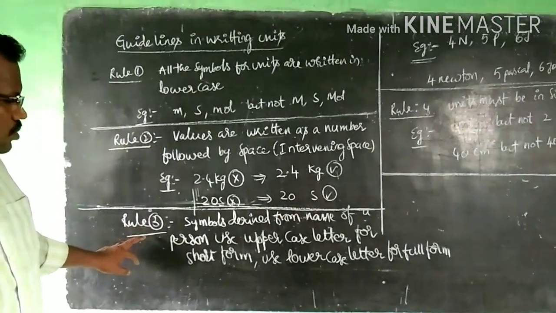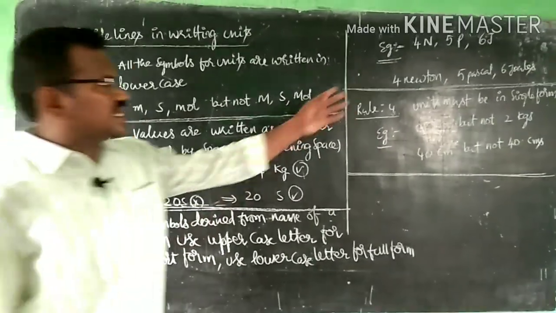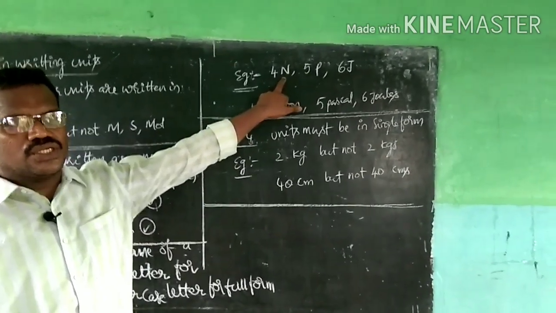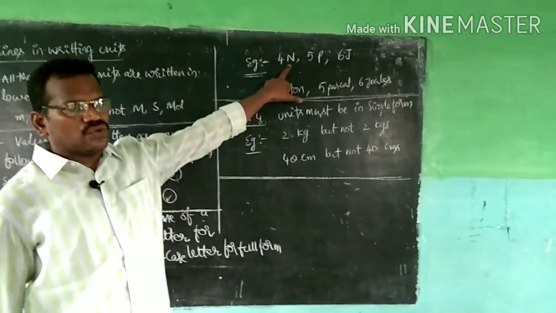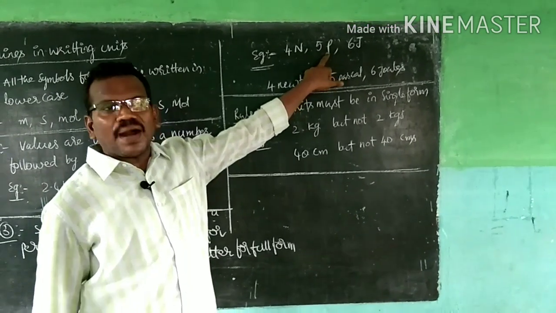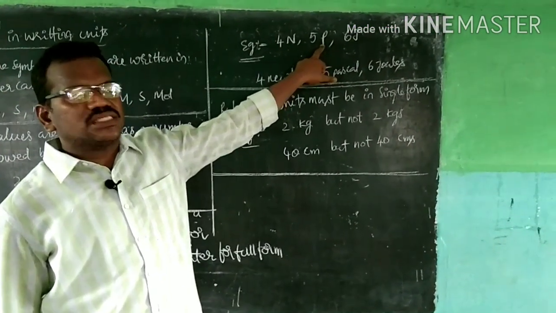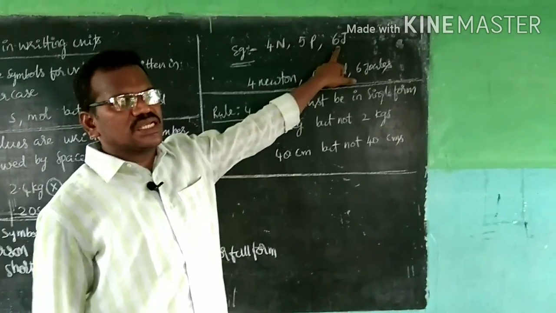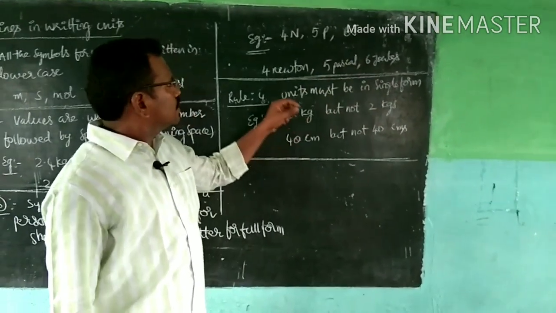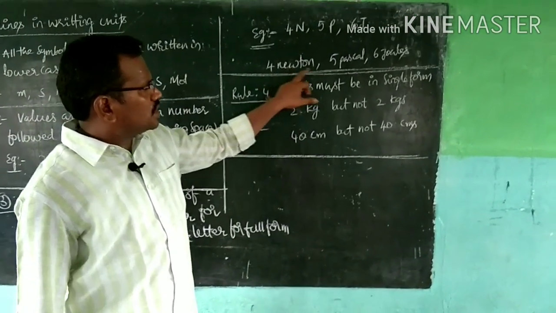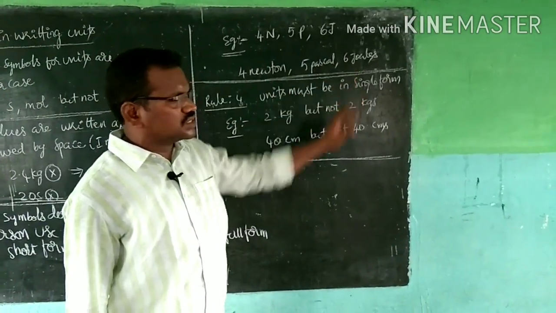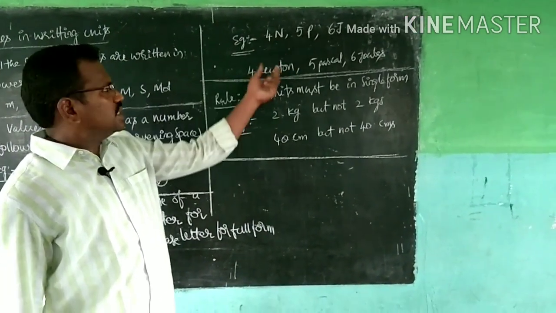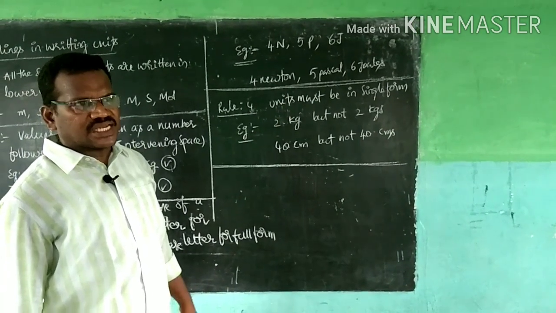Then comes rule 3. See, here are different examples if you observe. 4 newtons. Newton is the SI unit of force. 5 pascals. Pascal is the SI unit of pressure. 6 joules. Joule is the SI unit of work. Here also 4 N, here also 5 Pa, here also 6 J. The difference is, here I wrote in the symbol form, here I wrote the complete name of the scientist.